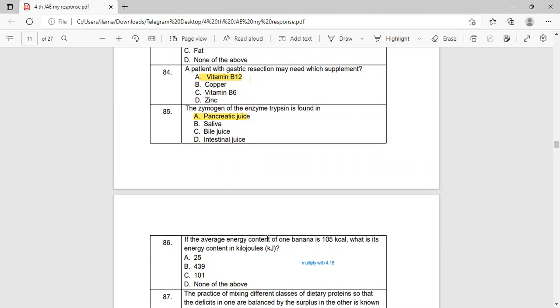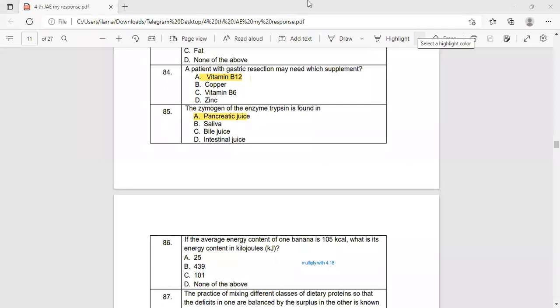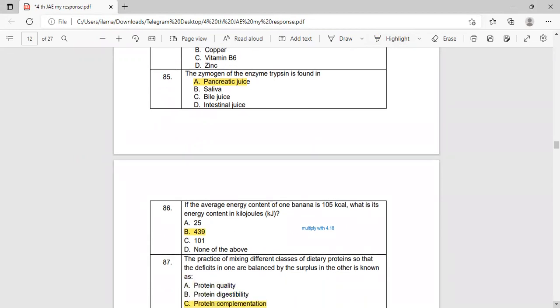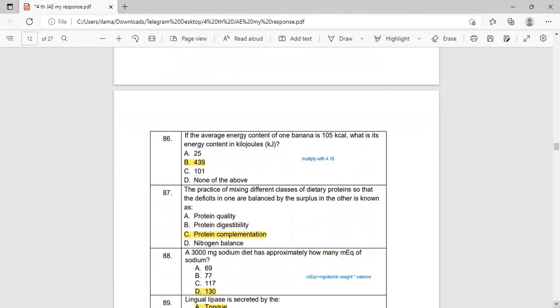Here you have to multiply the 105 into 4.18. The correct answer is 438.9. So approximately the correct answer is 439. Next one, the practice of mixing two different classes of dietary protein so that the deficits in one are balanced by the surplus in other is known as protein complementation.